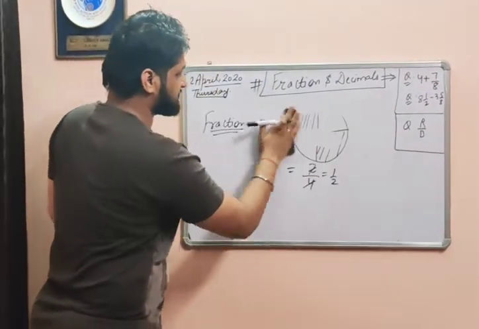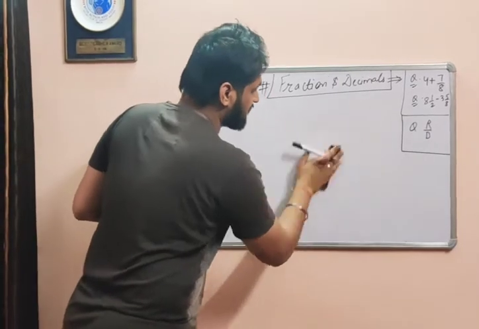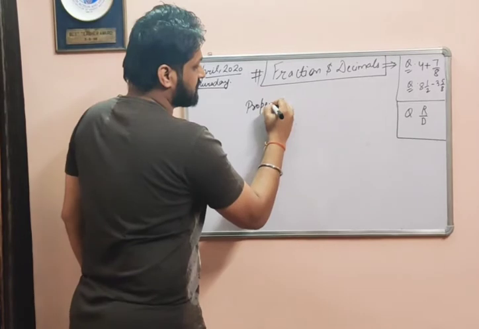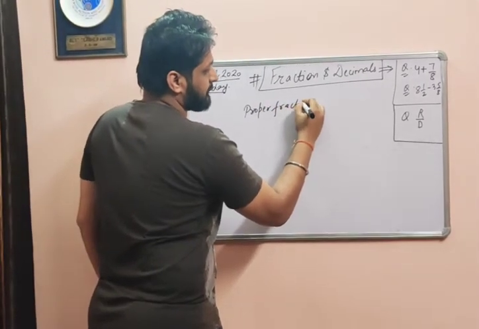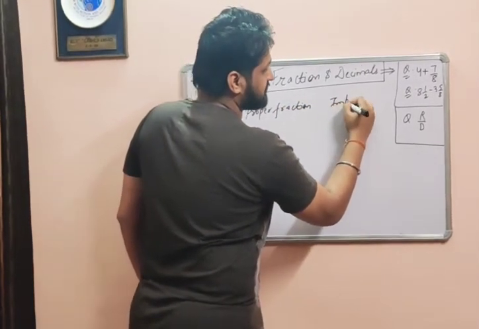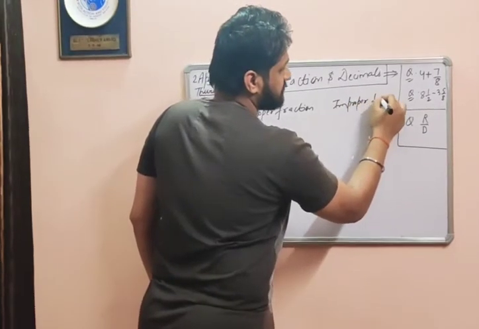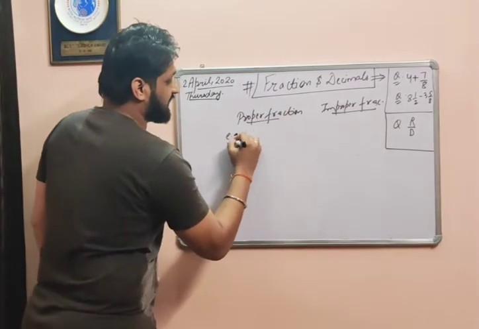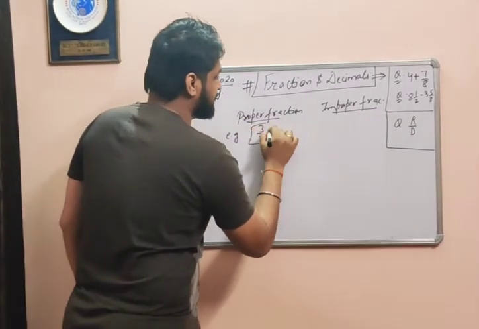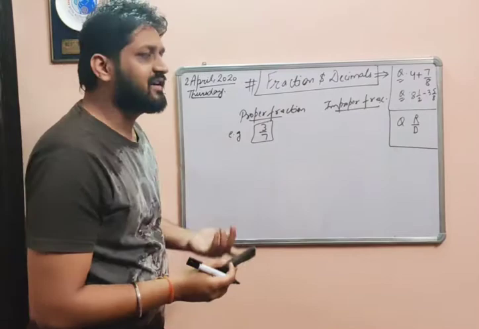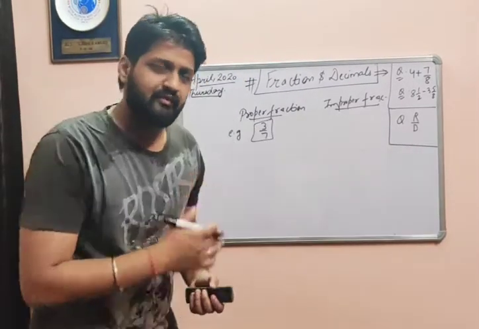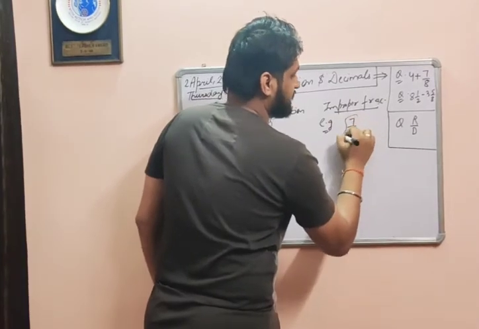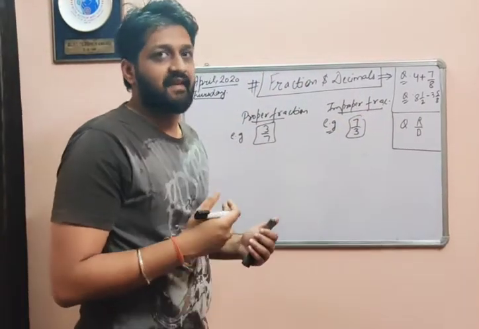Now let's discuss the types of fraction. There are 2 types of fraction. First is proper fraction and second is improper fraction. Proper fraction and improper fraction examples are like 3 by 7. This is the proper fraction, in which the numerator is less than the denominator. And improper fraction, the example we can say like 7 by 3, in which the numerator is greater than the denominator.